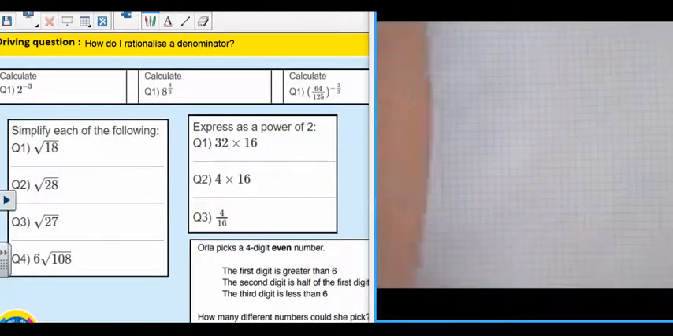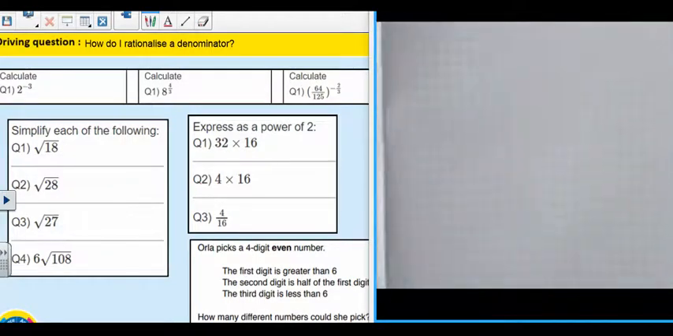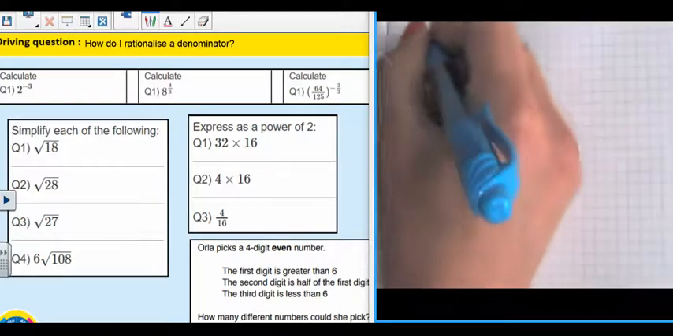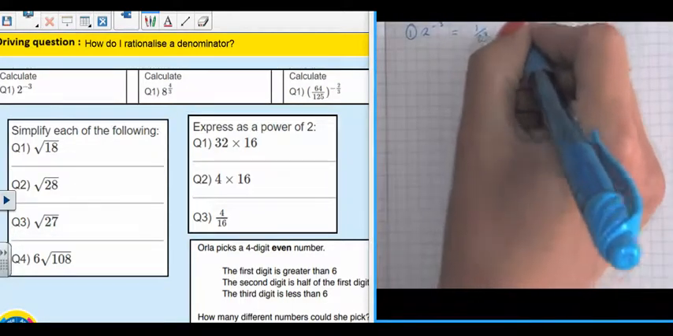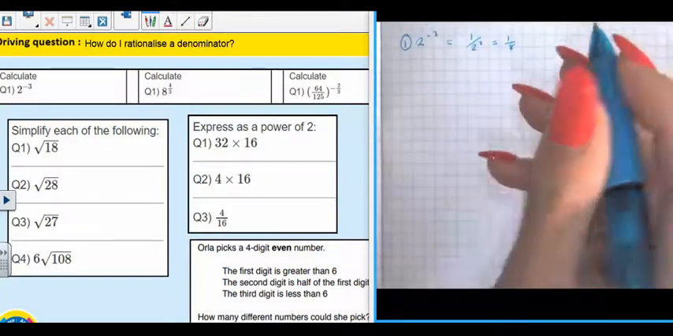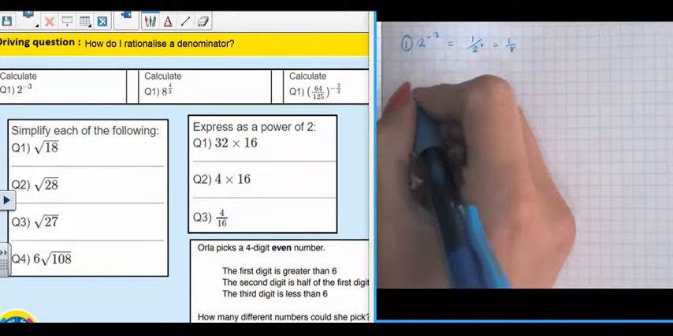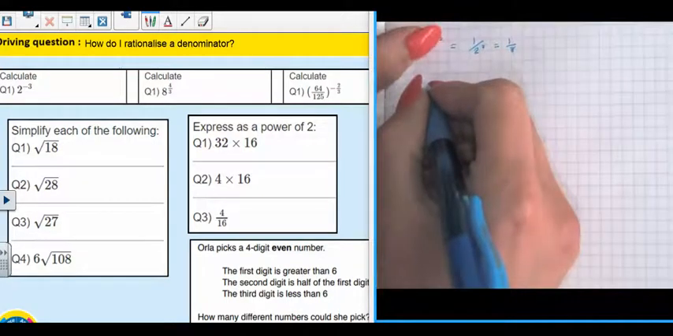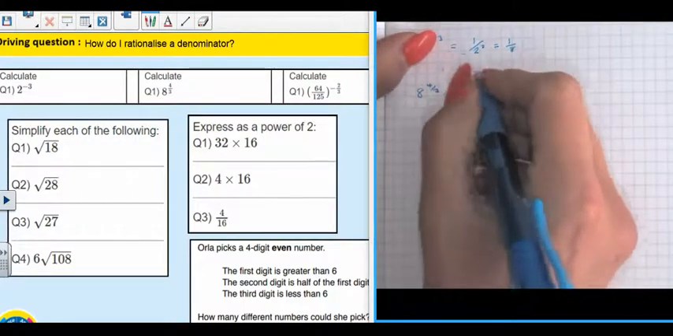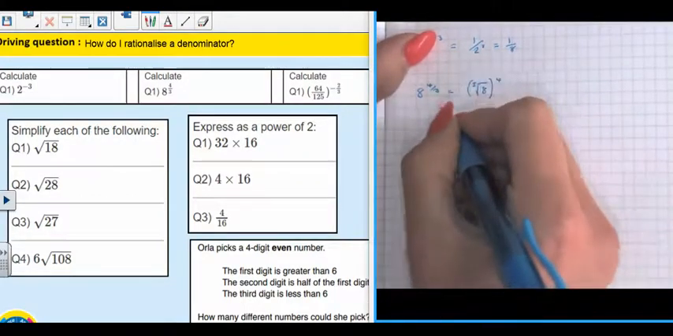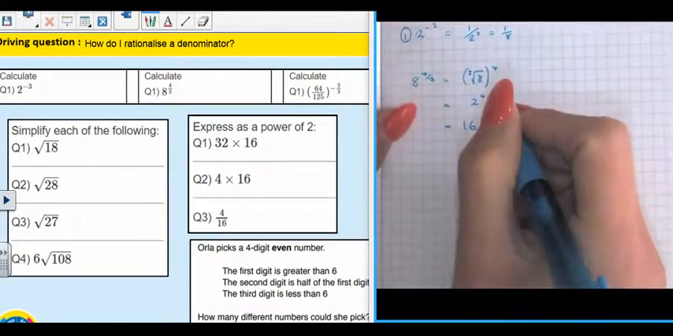Okay, if we start with question 1. Two to the power of negative 3 is 1 over 2 cubed, which is 1 over 8. The next question, 8 to the power of 4 thirds would be the cube root of 8 to the power of 4. The cube root of 8 is 2, and 2 to the power of 4 is 16.